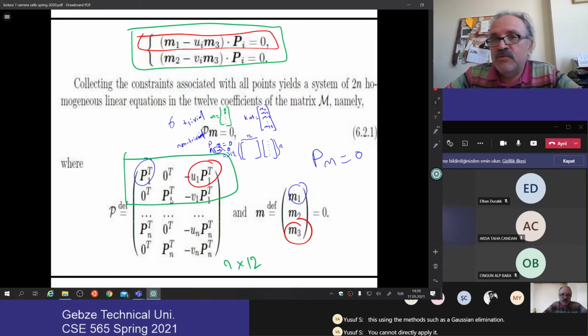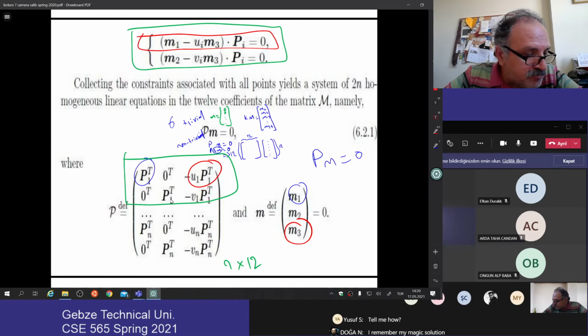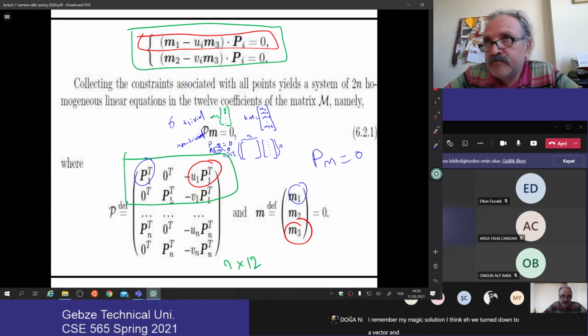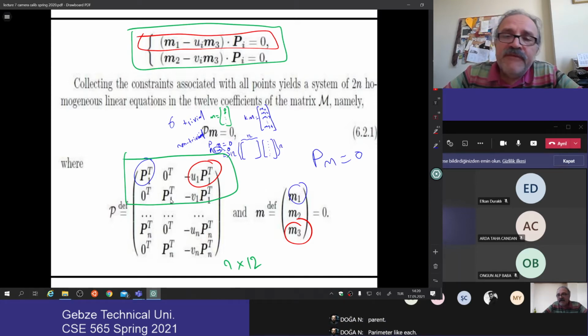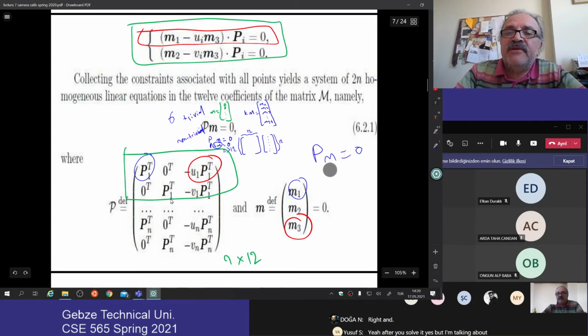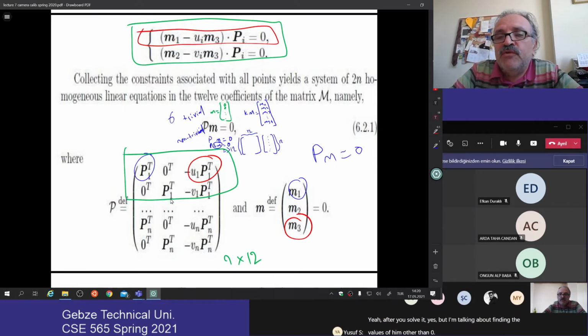Tell me, how would I remember the parametric solution? I think we turn them into a vector and multiply all the columns with a scalar. Parameter. Yes, after you solved it, but I am talking about finding the values of m other than 0. How would you find it?